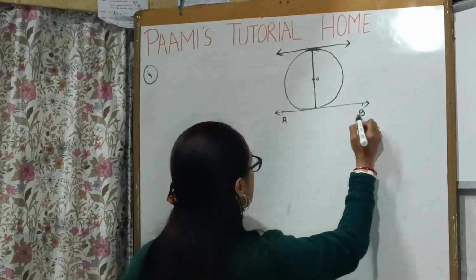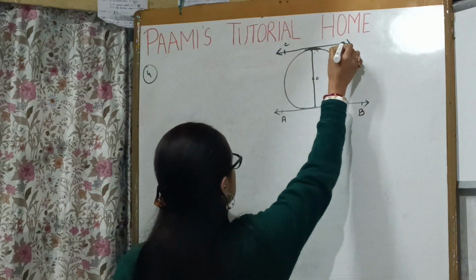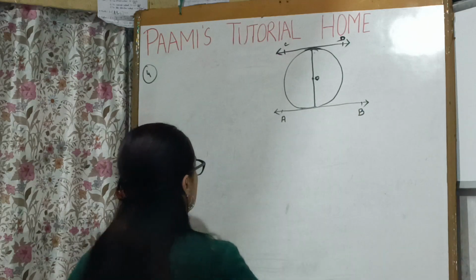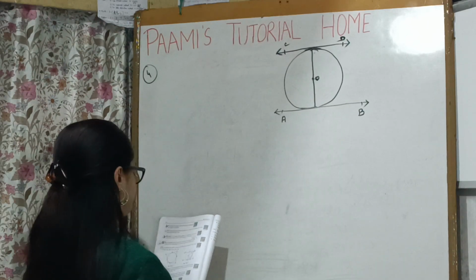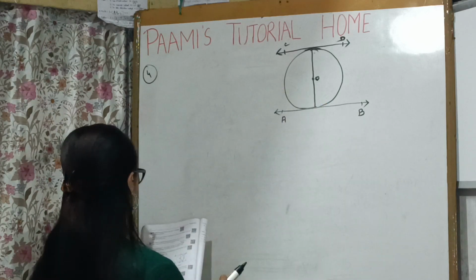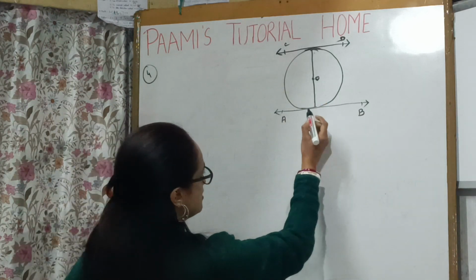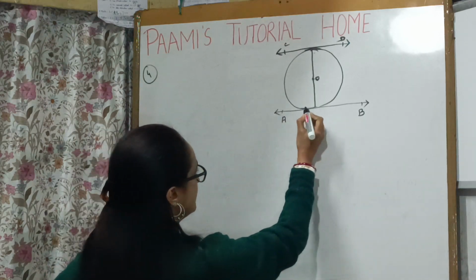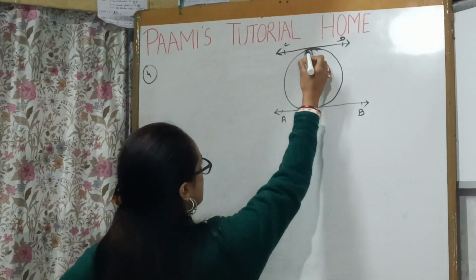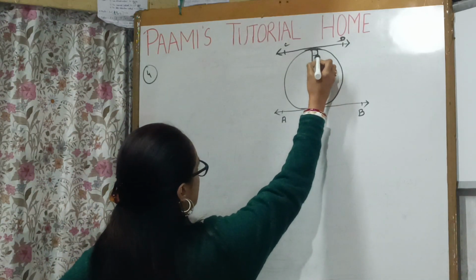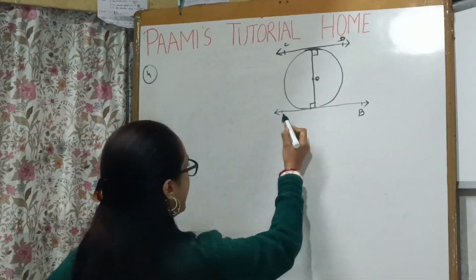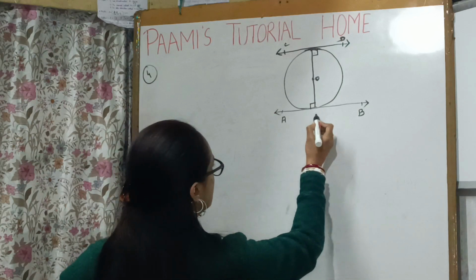A, B, C, D, and this is your center O. So the question asked to you is, we have to prove that these tangents, that is AB and CD, are parallel. How do we prove it? As I showed you in my earlier videos, this part is 90 degree. So this is also 90. So this will also be 90, this will also be 90, right.